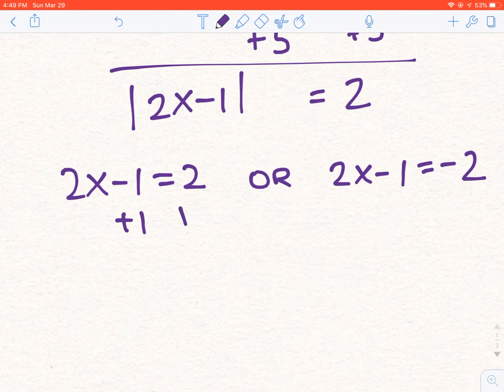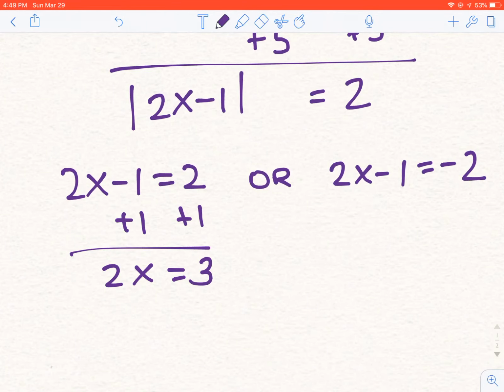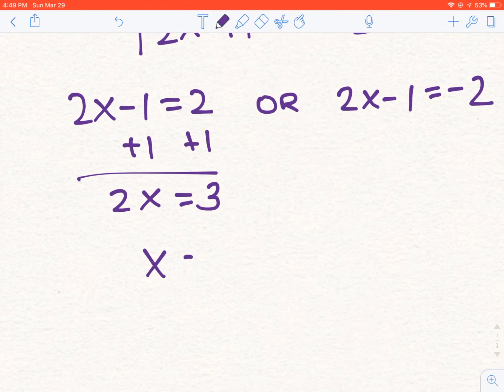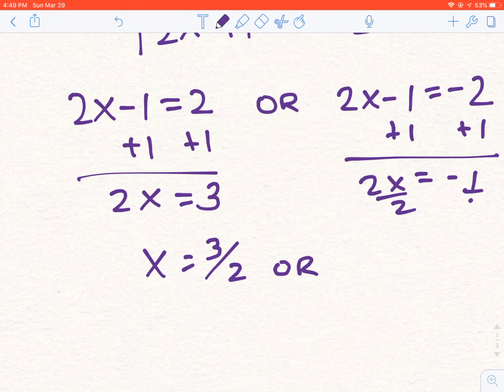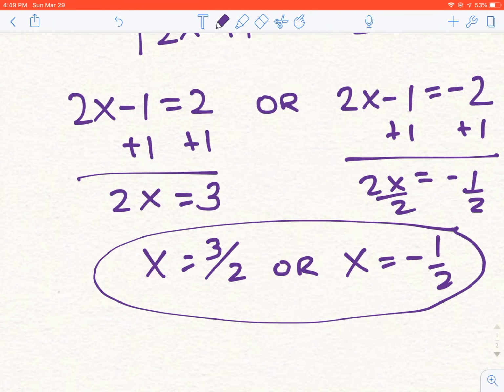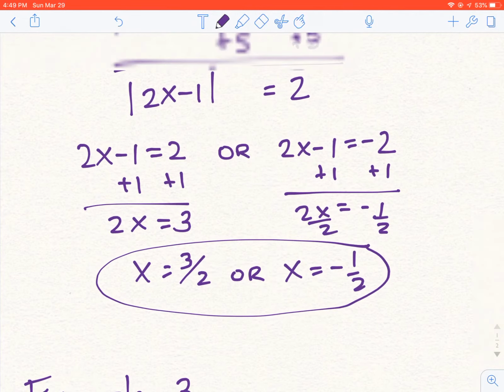So I add 1 to both sides. I get 2x is equal to 3. So x is equal to 3 halves. Or this one, I add 1 to both sides, and I get negative 1 is equal to 2x. Divide by 2. x is equal to negative 1 half. So I get either positive 3 halves or negative a half.